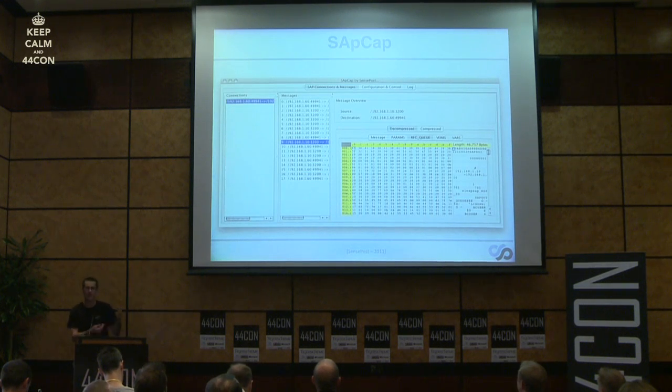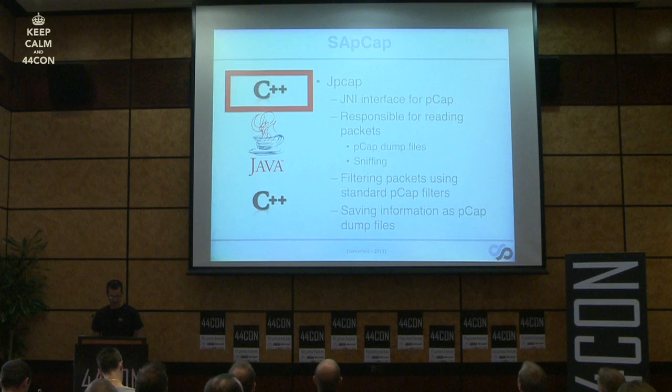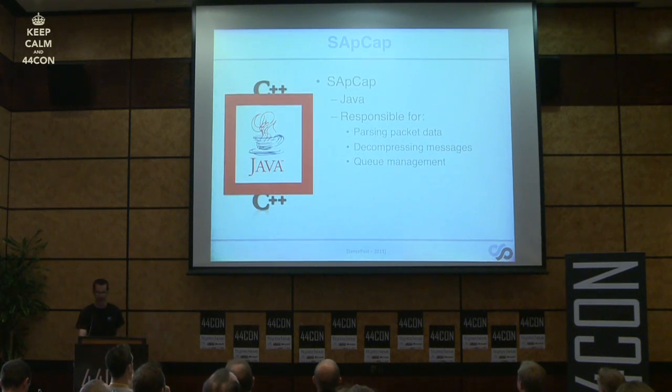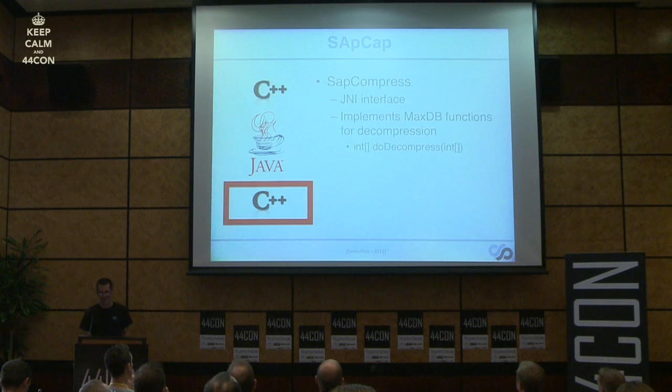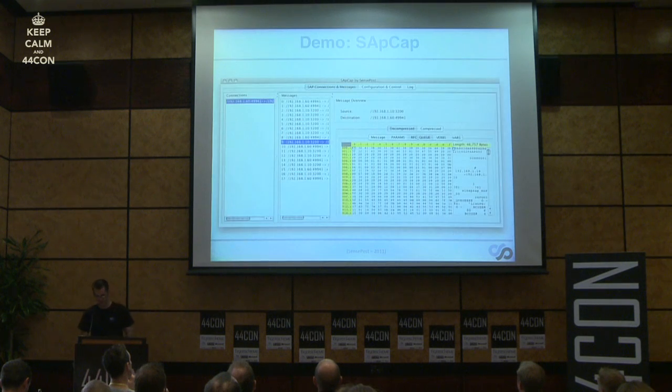I've got the option of seeing them in compressed form, in decompressed form, and also analyzing some of the structures which normally appear in SAP. As I mentioned, it uses JPCAP. It's just responsible for reading the packets either by sniffing or from PCAP dump files, filtering and saving information. And then I use Java for parsing packet data, queue management, etc. And then our custom JNI interface for decompression.